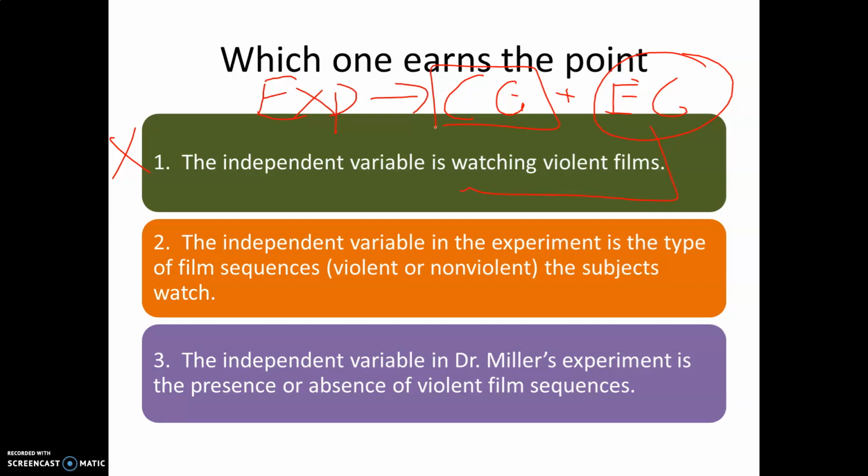Okay, orange does not. As I told you before, if they give you the name of the researcher or the type of research, you need to include that in your response because your response must be connected to the prompt. They're not talking about independent variables in general. Number 3 gets the point. Notice we have in Dr. Miller's experiment is the presence or absence of violent films.